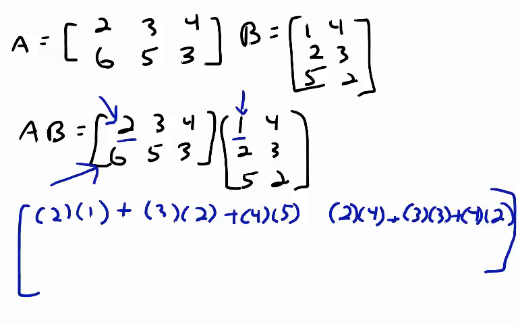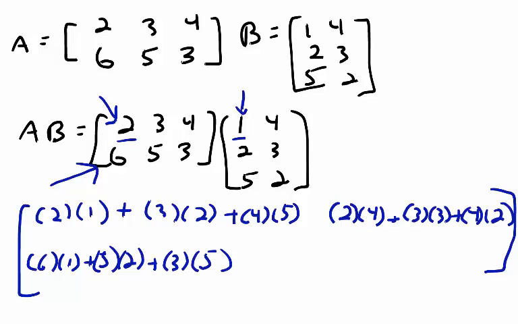Next, moving to the bottom row and first column, we have 6 times 1 plus 5 times 2 plus 3 times 5. Next we find products for row 2, column 2. That gives us 6 times 4 plus 5 times 3 plus 3 times 2.